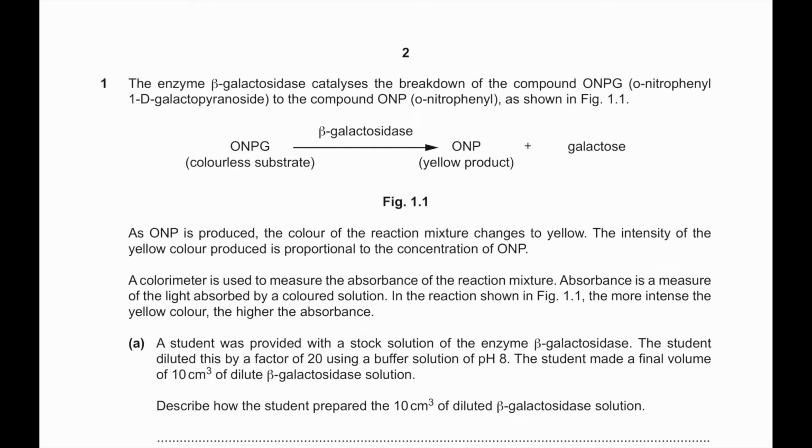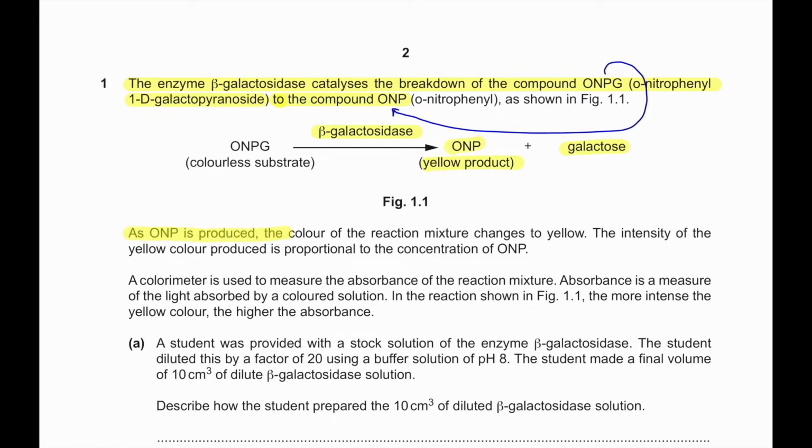Question number 1. The enzyme beta-galactosidase catalyzes the breakdown of the compound ONPG. ONPG stands for O-nitrophenyl 1-D-galactopyranoside, to the compound ONP. So basically ONPG is converted to the compound ONP, and the main responsible enzyme for that is beta-galactosidase, and along with it, it produces galactose.